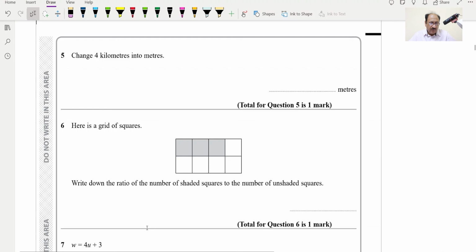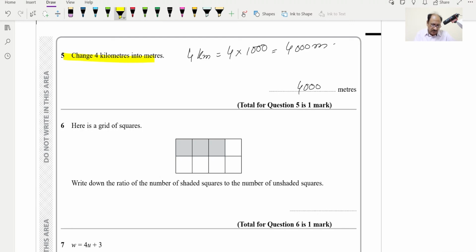Now question number 5. Question number 5 says change 4 kilometers into meters. So 4 kilometers we have to convert into meters, so it will be 4 multiplied by, there are 1000 meters in a kilometer, so we'll multiply by 1000 and we will get 4000 meters. This will be our answer which we can provide over here.